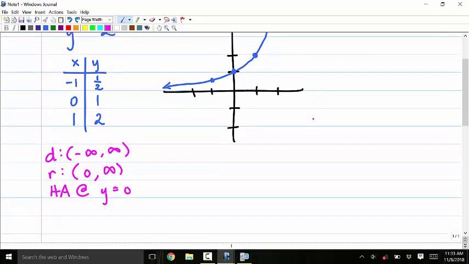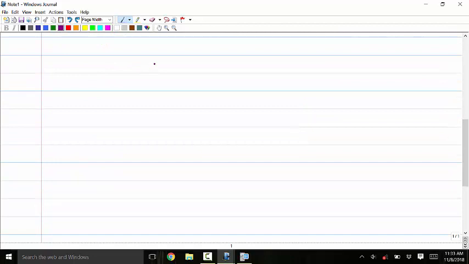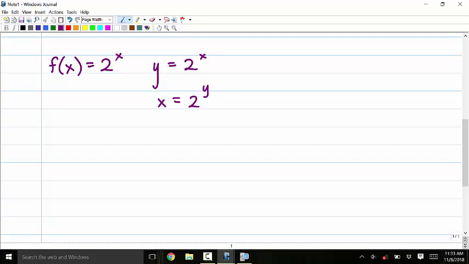To find the inverse, we started with y equals 2 to the x. You agree? How do you find an inverse function? You swap x's and y's and then solve for y, correct? So we're going to say x equals 2 to the y. Again, this is our function, 2 to the x. We're trying to find the inverse. We swapped x's and y's. I'm going to write it 2 to the y equals x so that I can do this.